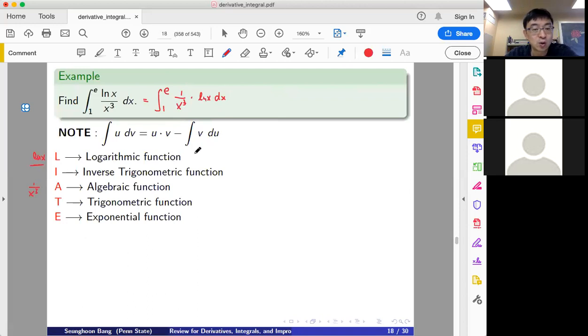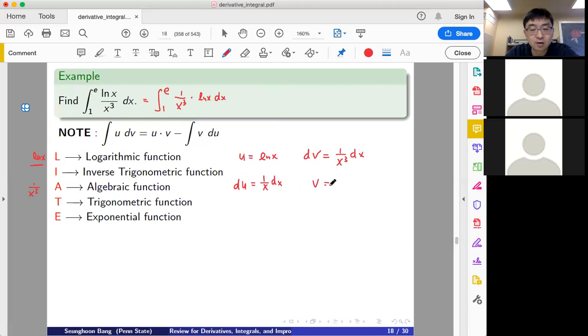So u equals, what's u? Exactly, u equals ln of x. What's dv? dv is 1 over x cubed dx. Next, find du. du is the derivative of ln of x, so we have 1 over x dx.